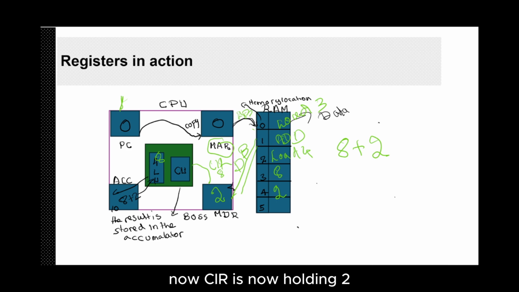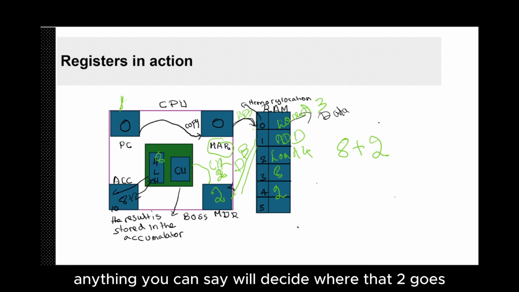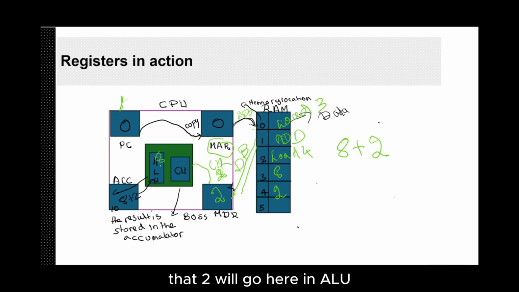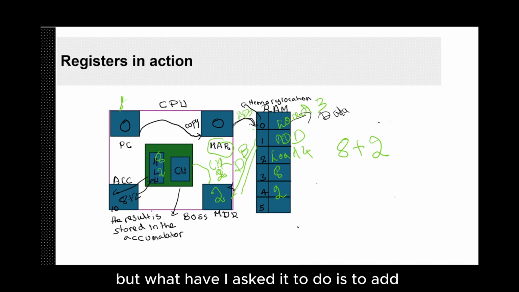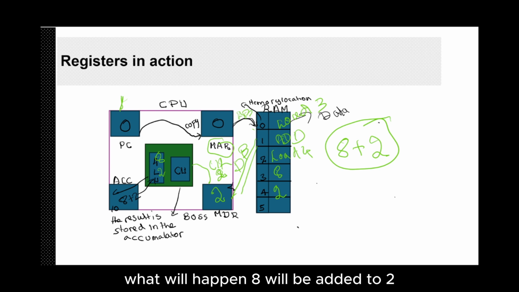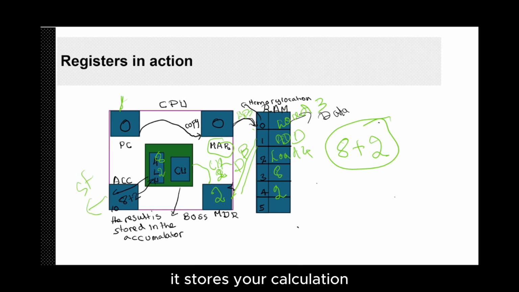Now the CIR is holding 2. Here it is decoding. Basically, it has decoded that. Now the control unit will decide where that 2, which has been decoded and is held, goes. That 2 will go into the ALU because it's another mathematical calculation. What I have asked it to do is to add. So 8 will be added to 2 and it will be stored in the accumulator. So what is the job of the accumulator? It stores your calculation. That's what it has done.